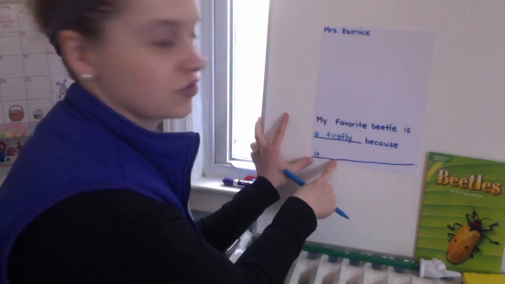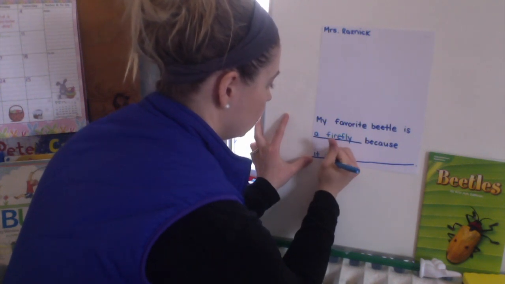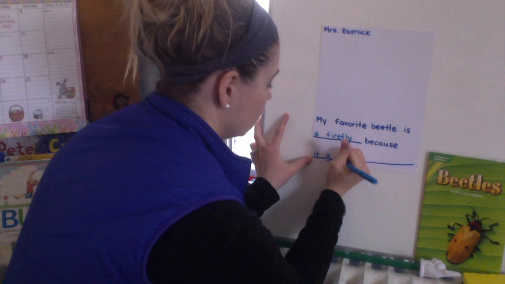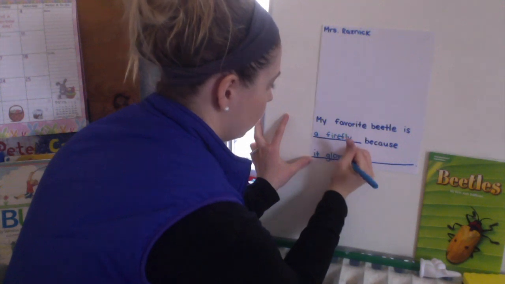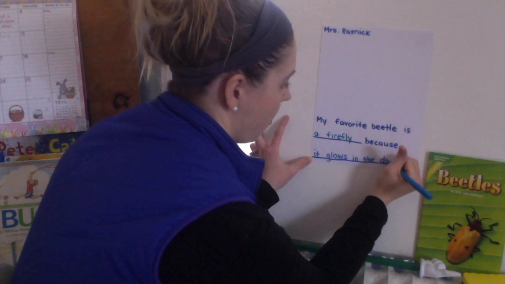Glows. I'm going to have to stretch that. Let's do it together. G, g, g. L, O, W, W, W, S. It, D, D, R. I'm going to guess here. Sounds like a K to me. It glows in the dark, period. Now I should go back and read and make sure that it makes sense. My favorite beetle is a firefly because it glows in the dark. Excellent. I like it and it makes sense.